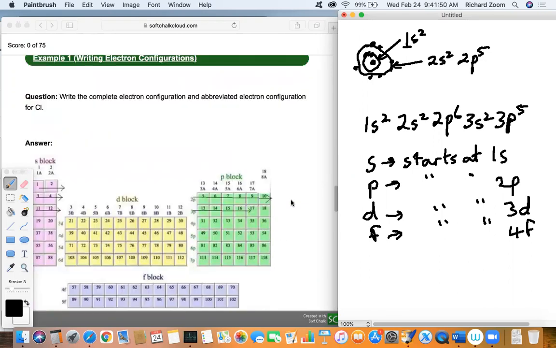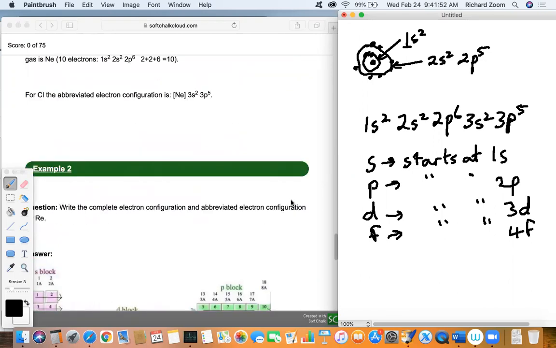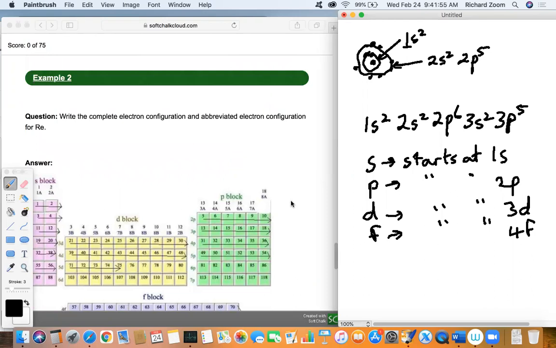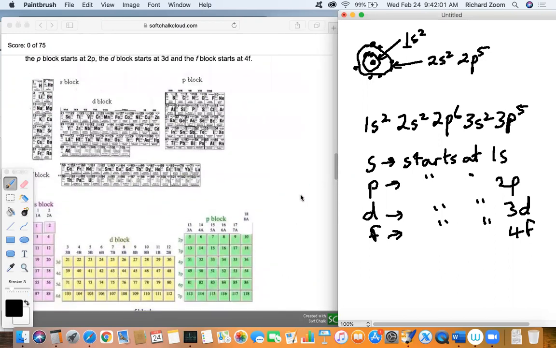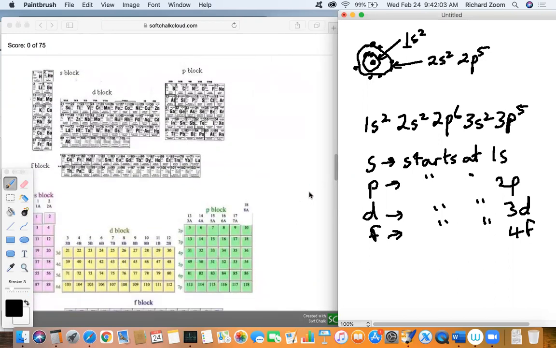But what if we had something a little bit more complicated? Let's say we wanted to do Re, right? So Re is much further down on the periodic table. So let's look at how we would deal with that. Re is at 75, which is down here in the D block. So when we're doing that, we would do 1s2, 2s2, 2p6, which would leave us here at neon, and then 3s2 and 3p6, which puts us here at argon, which is 18. You can see that in the periodic table up here.